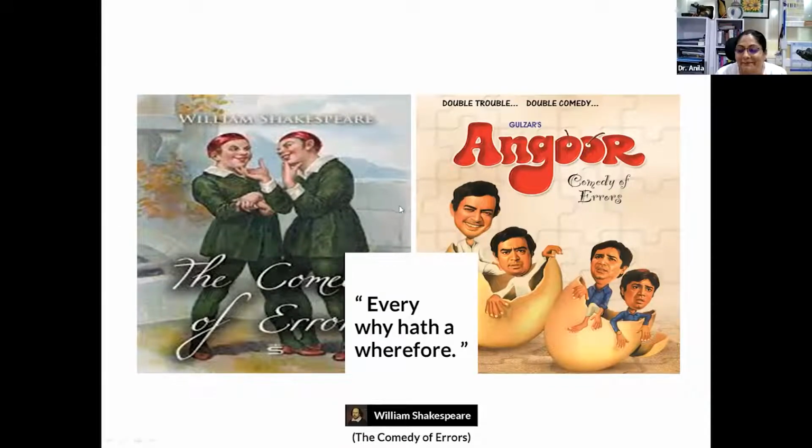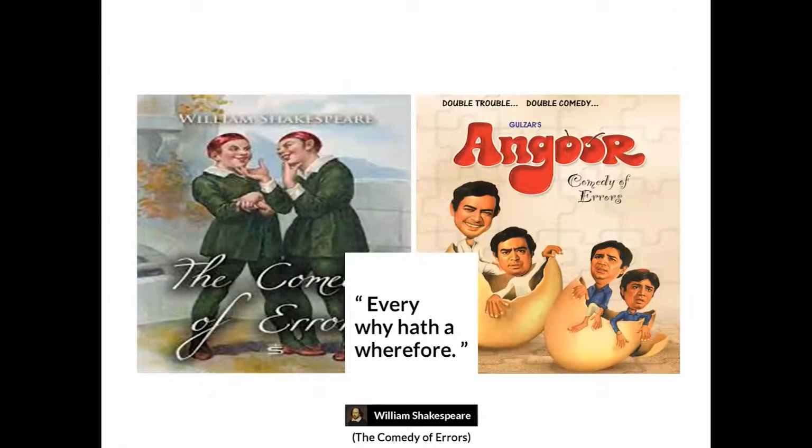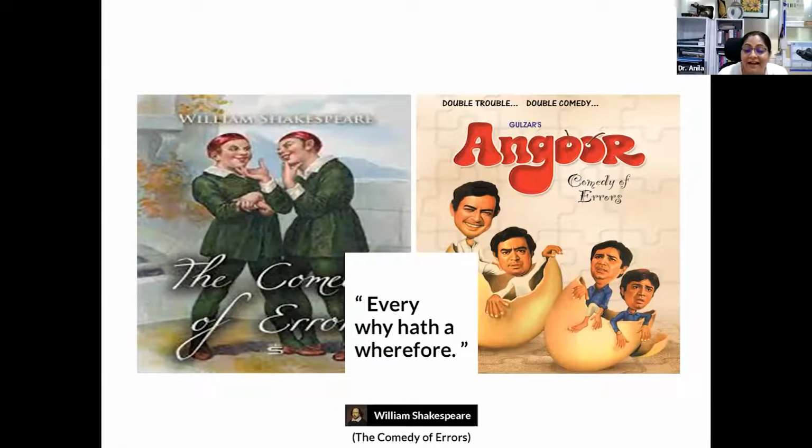So why I'm showing you this picture, this famous play by William Shakespeare, The Comedy of Errors, which was made into a movie called Angoor, which most of us have seen, at least till my age group, people must have seen. And there is a quote that every why hath a wherefore. So that means that there is a reason for everything that is happening. So you might think that all these tumors, finally, they are looking alike. They're all neuronal and few are glial as well. But finally, they look alike. But it is now they have been segregated based on the DNA methylation.